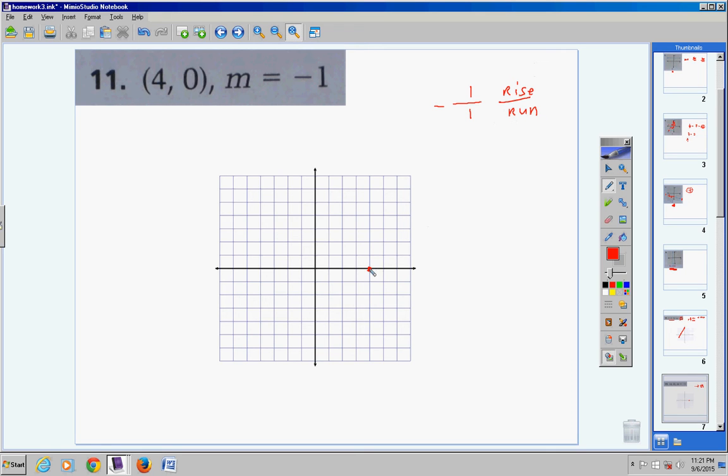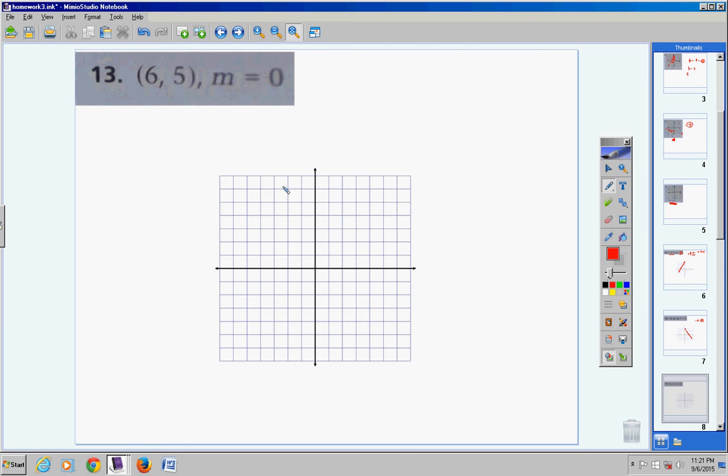So here's my point, 4, 0. My rise is 1, so I'm going to go up 1. My run is 1. I go to the left because of the negative sign. So rise 1, run 1. Put your point and then draw your line, okay? Now my lines aren't going to be very pretty, but you get the idea, all right?